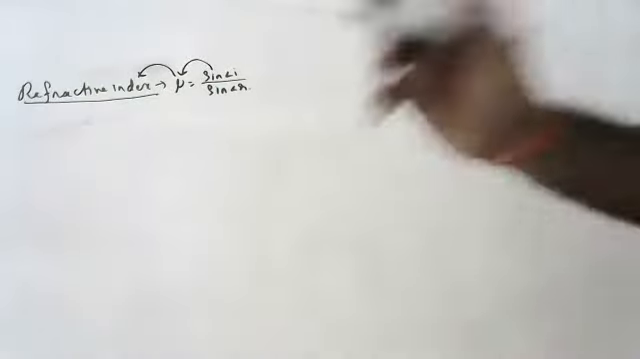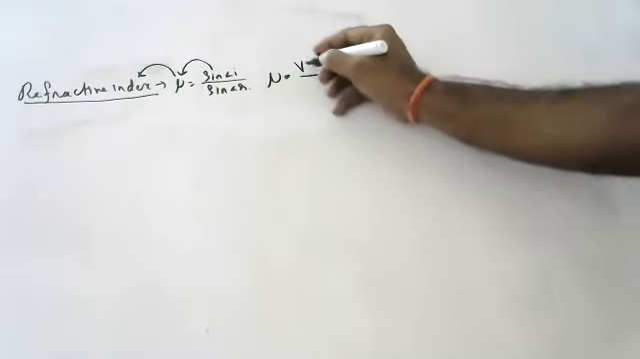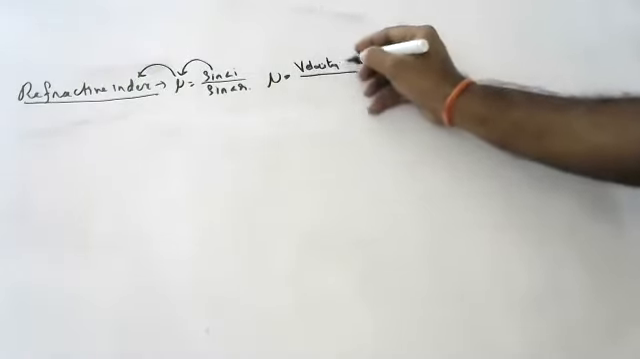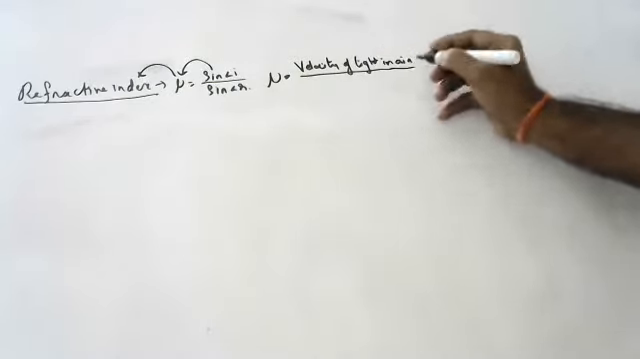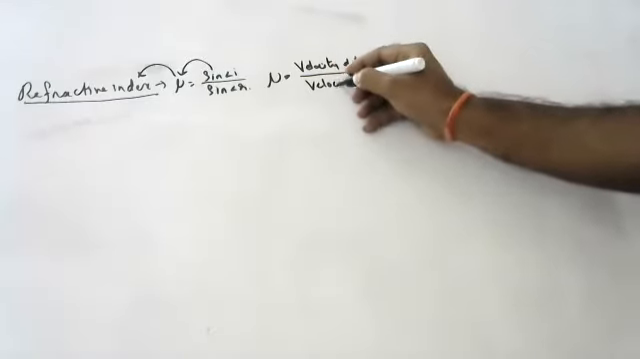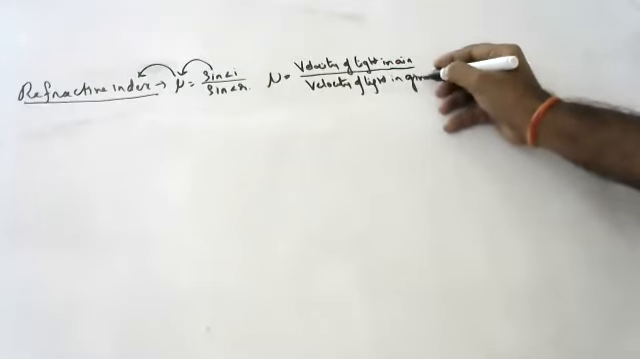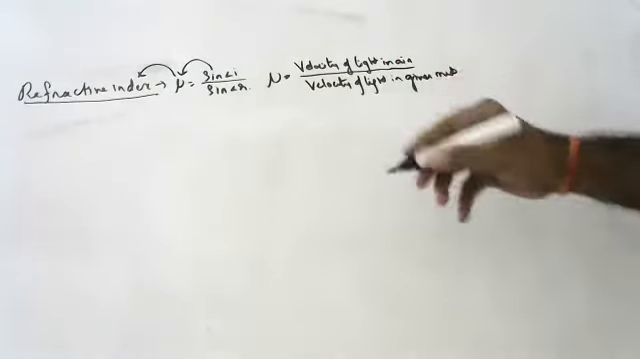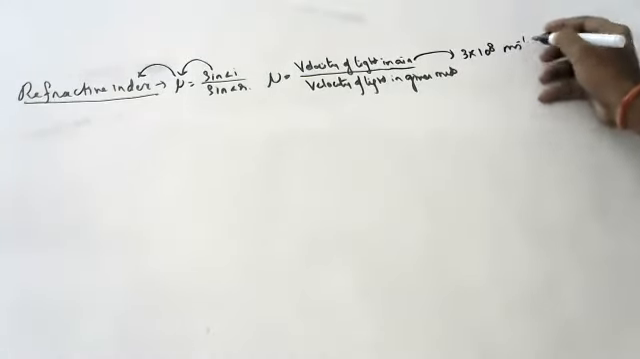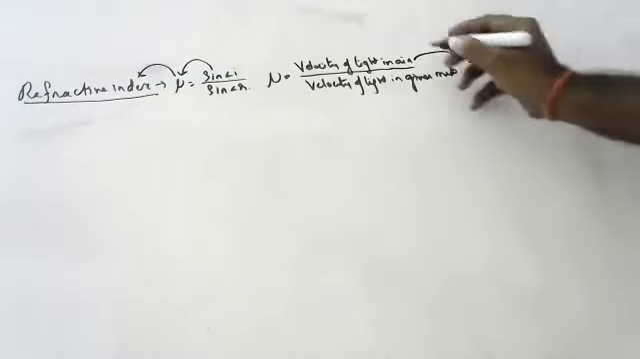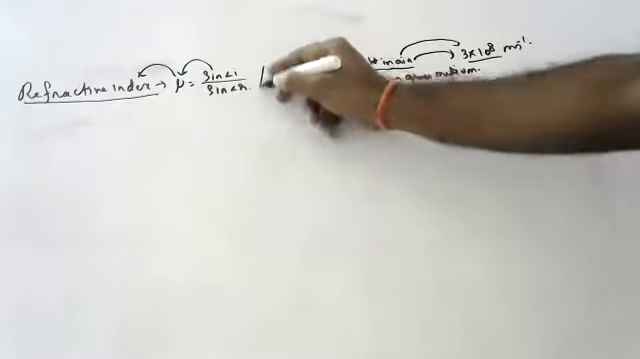There is another definition for refractive index, children, that is the ratio of velocity of light in air to velocity of light in the given medium. And velocity of light is constant, that is 3 into 10 to the power of 8 meters per second. In the air, light travels with this speed. This will never change. Only the medium will change.